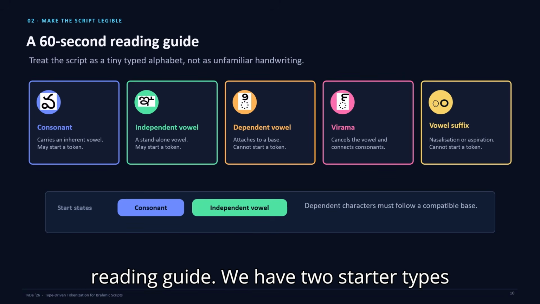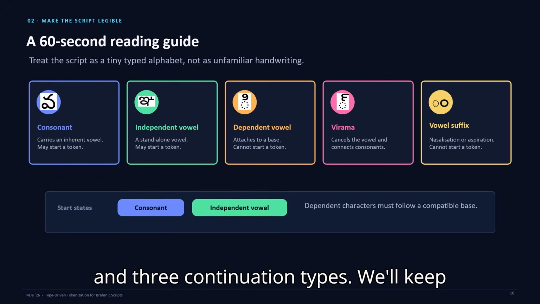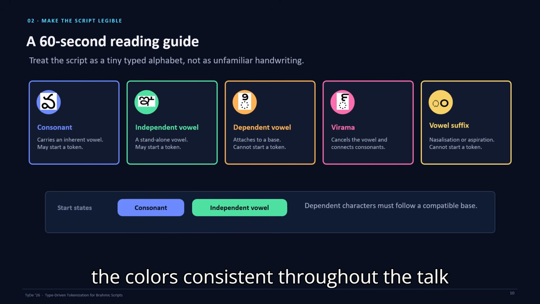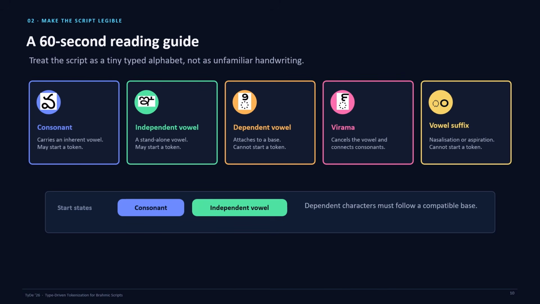So that's the entire reading guide. We have two starter types and three continuation types. We'll keep the colors consistent throughout the talk so that they are easy to follow.